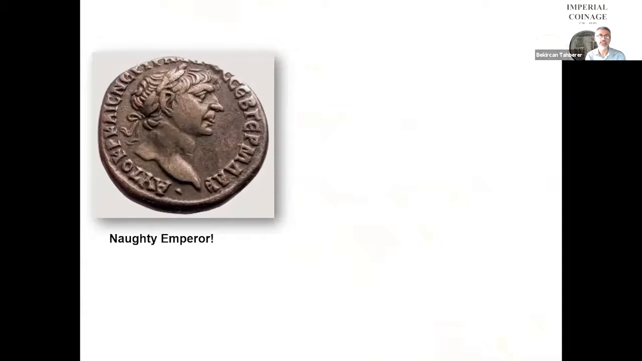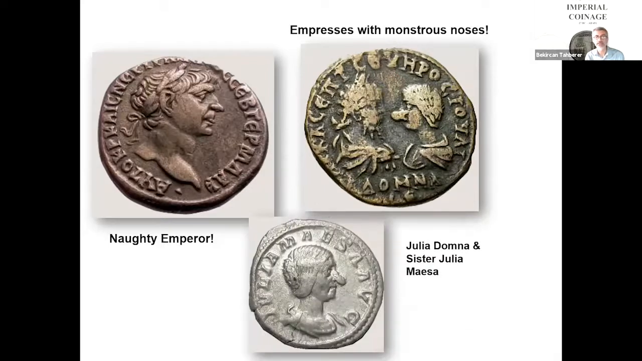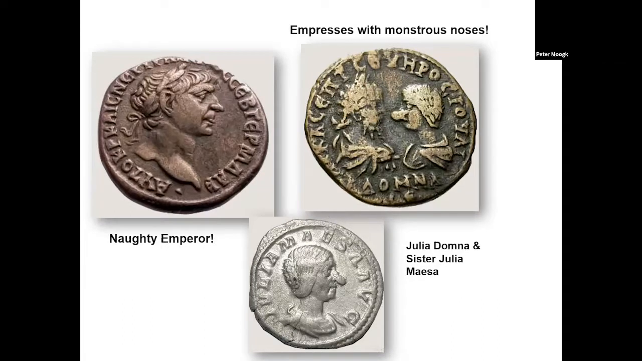So apparently, Trajan had this habit of sticking his tongue out when people made a mistake. So he was just making fun of them. And also some empresses had monstrous noses, and no historian tells you about them, but here we have a coin, and to support that, here we have Julia Domna, and here her sister, Julia Maesa. They both have monstrous noses. Have you ever heard or read anything about these people? No, not really. Well, here you know.